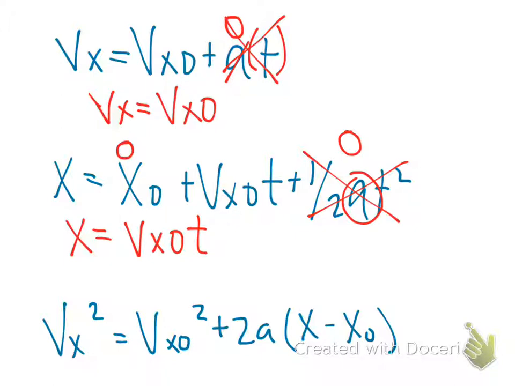Same thing is true here. If we know acceleration is 0, that takes out this whole term. And if you just have Vx squared equals Vxo squared, there's no reason to have that equation because it looks exactly like this one.